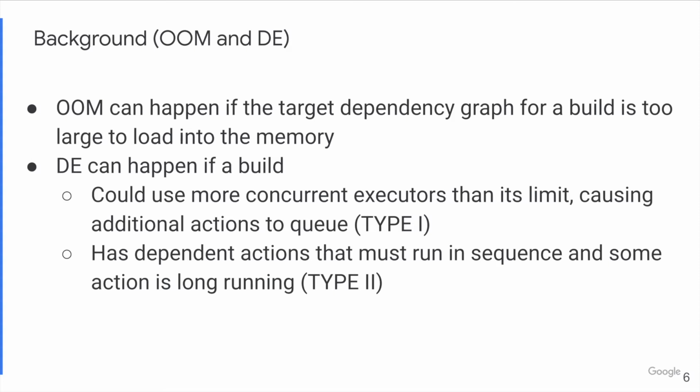Another possibility is that a build has dependent actions that must run in sequence, and some intermediate action is long-running, blocking all other executions from executing. We call this kind of deadline-exceeded error the type 2 error. In this paper, we mainly focused on eliminating the out-of-memory errors and the type 1 deadline-exceeded error.